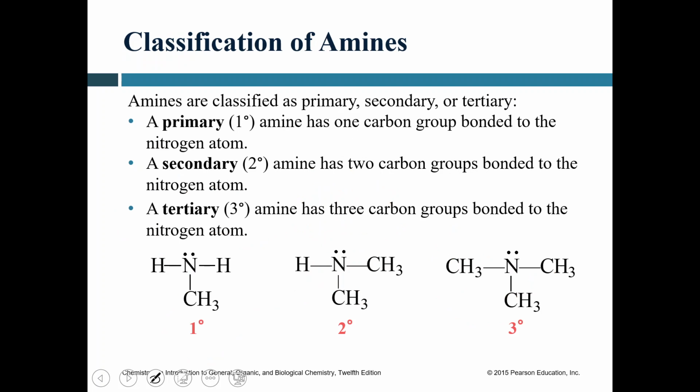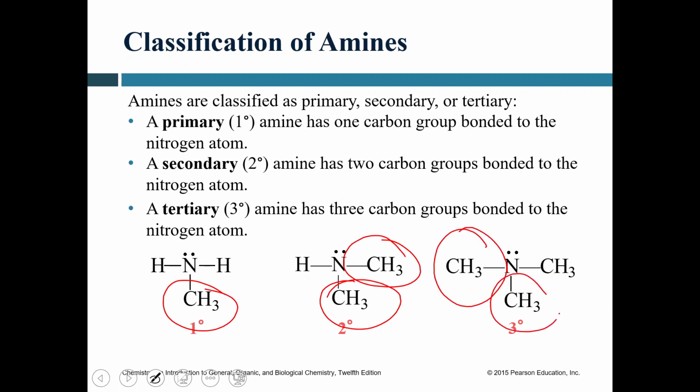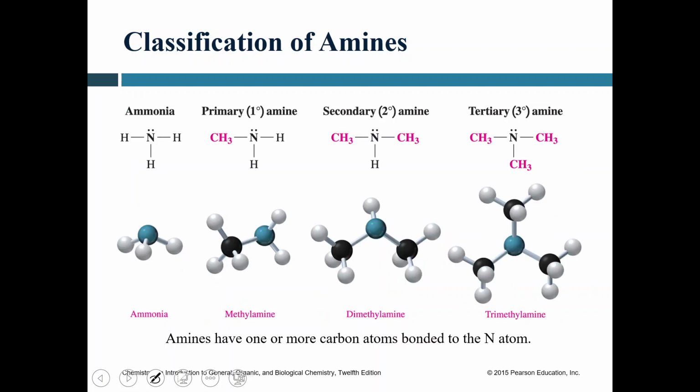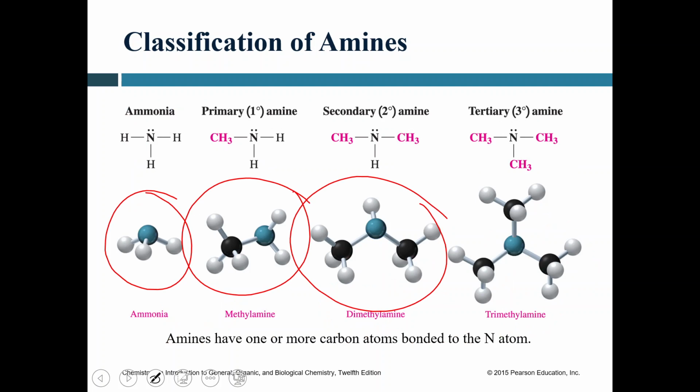Primary amines have one carbon group that is bonded to the nitrogen. Secondary amines have 2 carbon groups that are bonded to the nitrogen, and tertiary amines have 3 carbon groups bonded to the nitrogen. So this is the comparison. This is ammonia. This is methylamine. This is dimethylamine. And this is trimethylamine. So primary, secondary, tertiary amine.